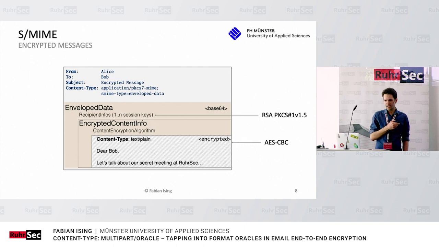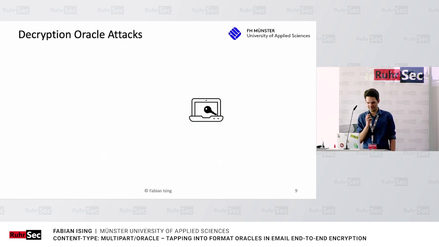And then we will have the actual encrypted content, which usually is AES-CBC encrypted. So as you might remember from our 2018 attacks, you can do bit flips on that and so on and so on. And at this point, you might have guessed in which direction this talk is going. So we are missing only one more building block before we get into the details of our research and into exploits. And that is decryption oracles.